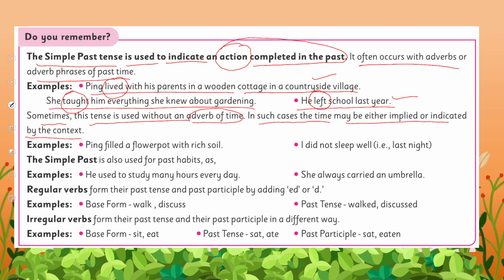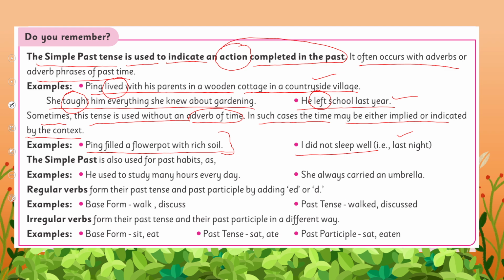Now, let's look at some examples. Ping filled a flower pot with rich soil, or I did not sleep well. Now, in this example, no time is shown and no adverb is used, but it is implied that the speaker or the writer is talking about last night. And in this example, you can clearly see that there is no adverb of time, no adverb phrase whatsoever.